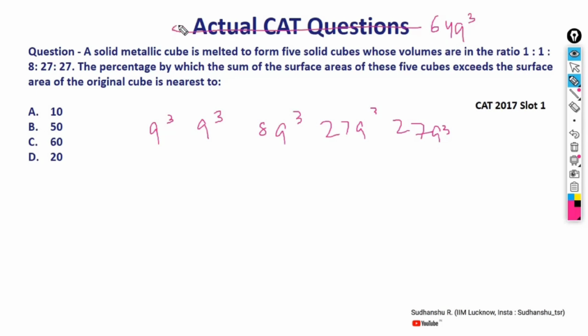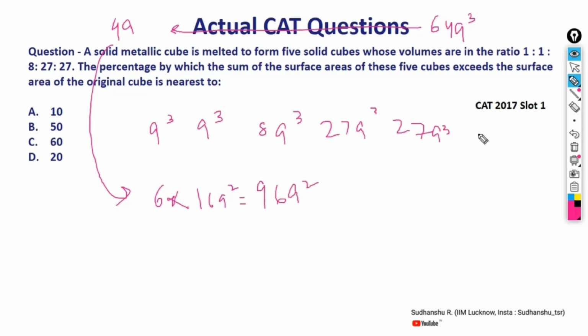So what's the side here? The side here will become 4a, and therefore what will be the surface area? 6 into the side square, which is 16a square. The surface area of the bigger cube, total surface area, becomes 96a square.